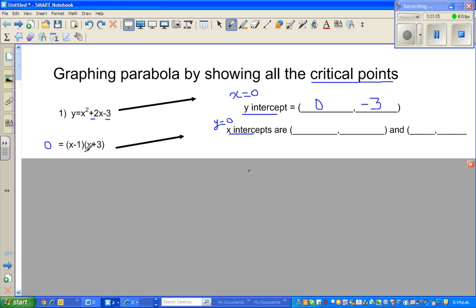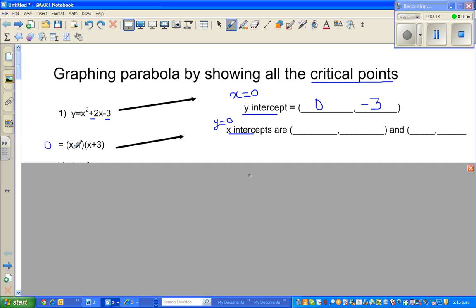Now, to find the x-intercept, in this expression, what have you written? 0 is equal to x minus 1 times x plus 3. How can this expression become 0? I know if the product of two numbers is 0, either one of them has to be 0. That means x minus 1 becomes 0, or x plus 3 becomes 0. If x minus 1 becomes 0, x should be 1. So one x-intercept is 1.